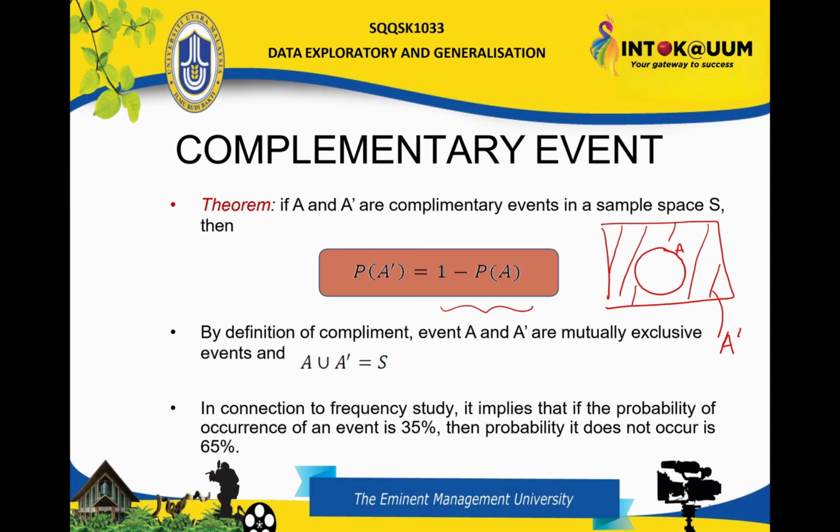So if there is a 35% chance that event A will happen, there is a 65% chance that it won't happen. This concept is especially useful in real-life contexts like reliability testing, where we might measure the chance of system failure as a complement of the chance of success.